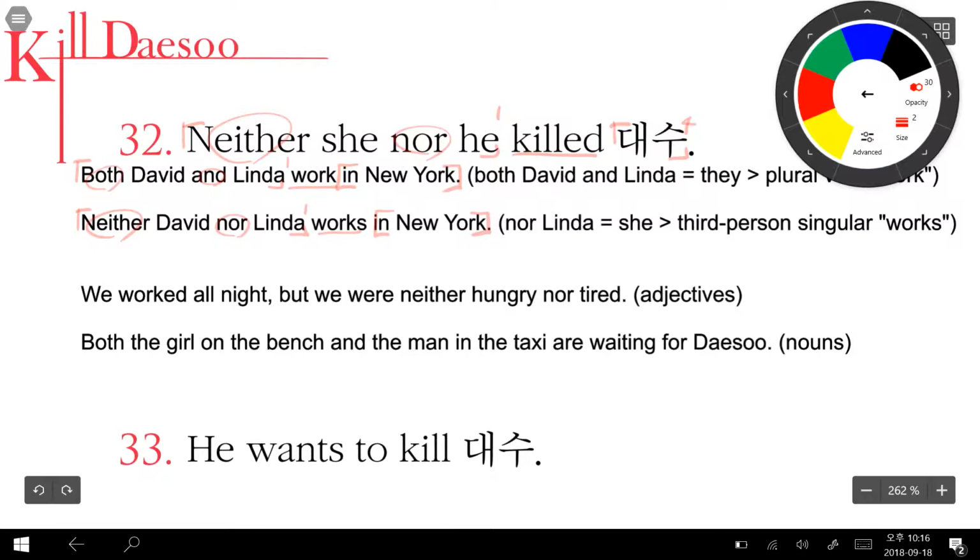Note that when we use neither nor for a subject, the verb will depend on the noun that comes after nor. In the example above, Linda is a third-person singular noun, so we use the third-person singular verb works.